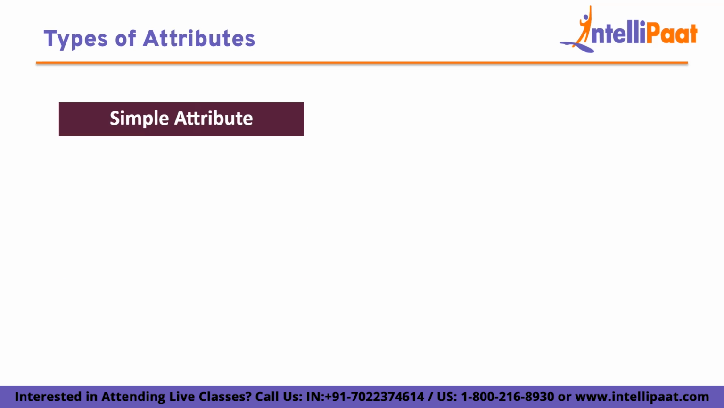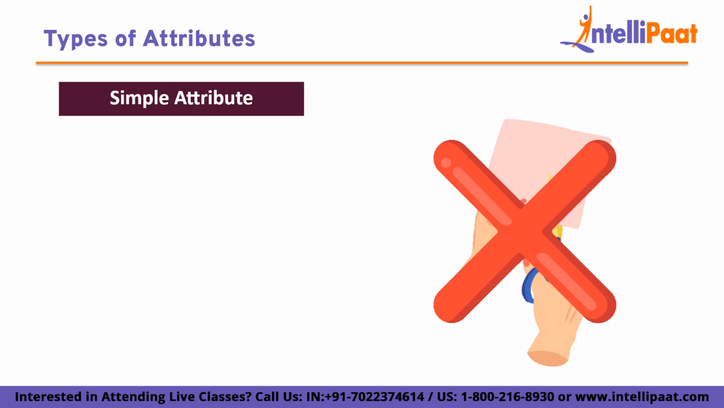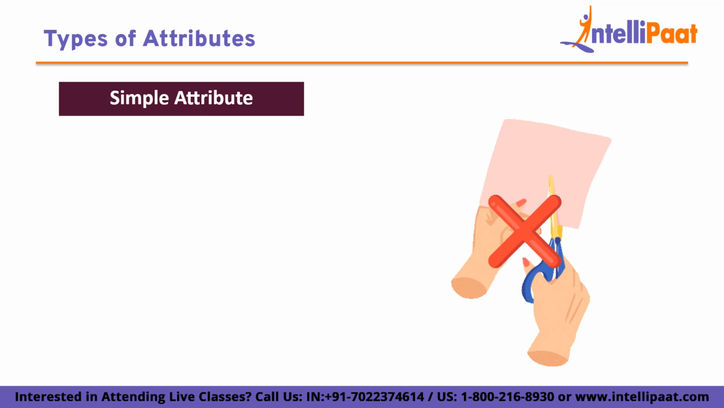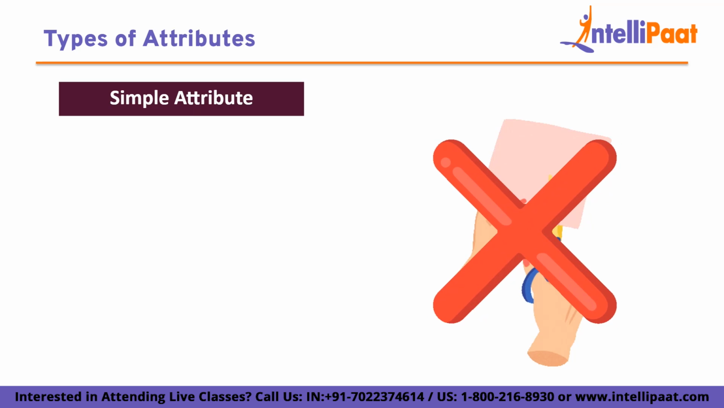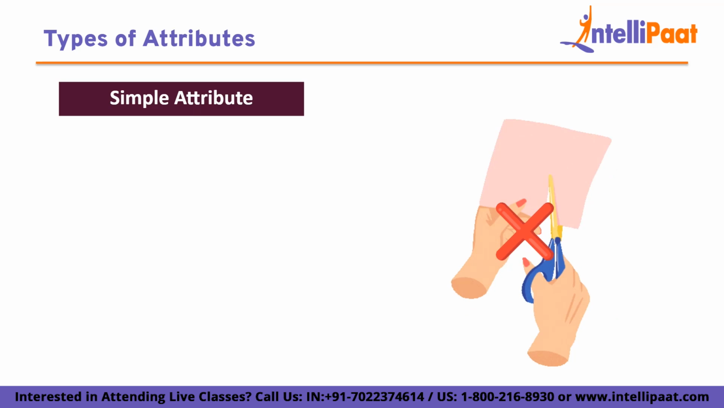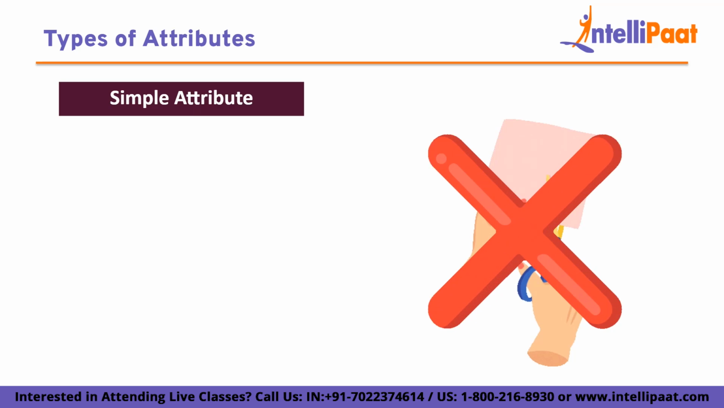The first one is simple attribute. A simple attribute represents a single, indivisible value. It is not composed of subparts or further attributes. For example, an attribute like name or age is considered a simple attribute.